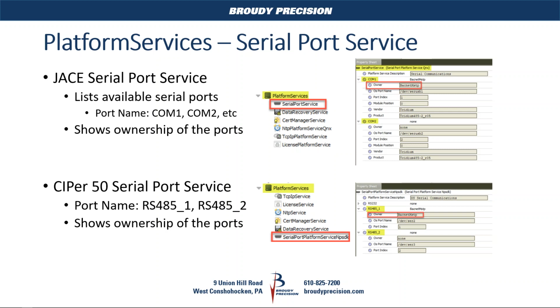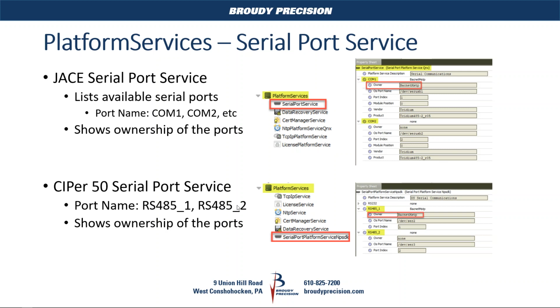service. On a standard JACE, if you look underneath the platform services, you'll see serial port service, and in there you'll find the ports that are available to be used. And if you have a network already set up and enabled on one of these ports, it will tell you the owner, so you can always double check here as to what's using the COM ports. And also an important part is what the naming is of those ports, so that when you set up the link slot on that network, you use the right name.